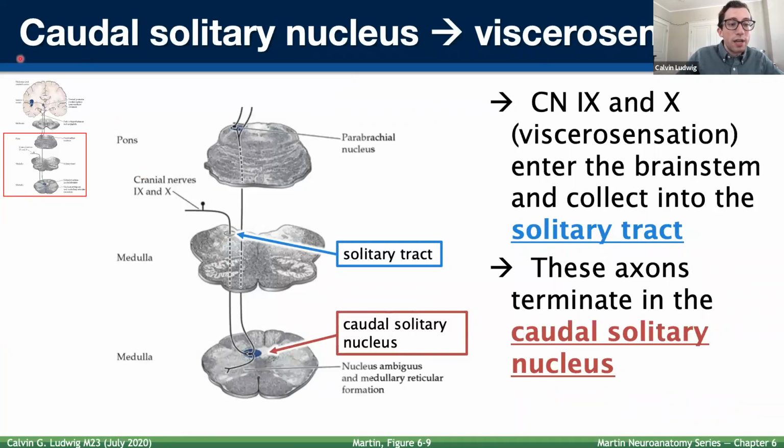Okay, now we're taking a look at the full picture of the caudal solitary nucleus's ascending pathway, and I boxed the portion that we're looking at down in the brainstem. So in the medulla, here's the caudal solitary nucleus, and then further up in the medulla is the solitary tract. Now, here are cranial nerves 9 and 10, mediating viscerosensation. They enter the brainstem and collect into the solitary tract, moving down here. Then these axons terminate in the caudal solitary nucleus.